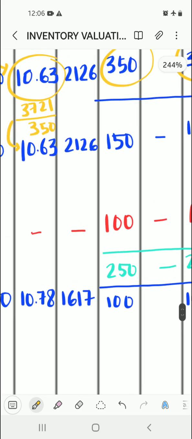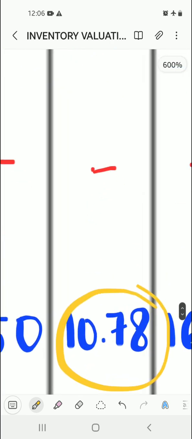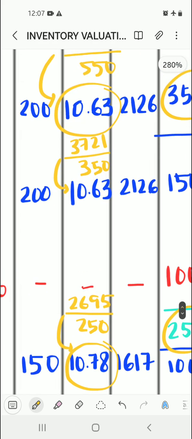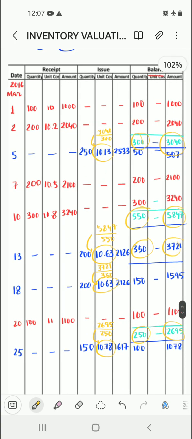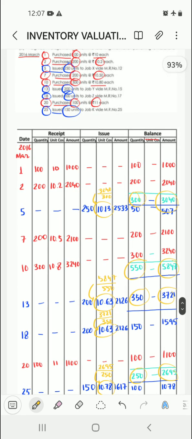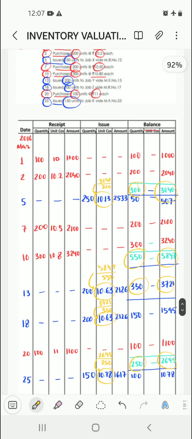Next, again for this 10.78, actually it is this number 2695 divided by 250. That is how we've got 10.78. So basically these are the simple ways of calculation. This is how we find out inventory valuation, or we value inventory using the weighted average method. The weightages are given, or the importance is given to the number of units that we have purchased in each price level.